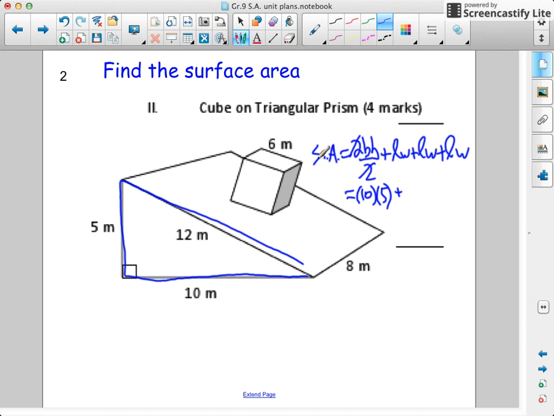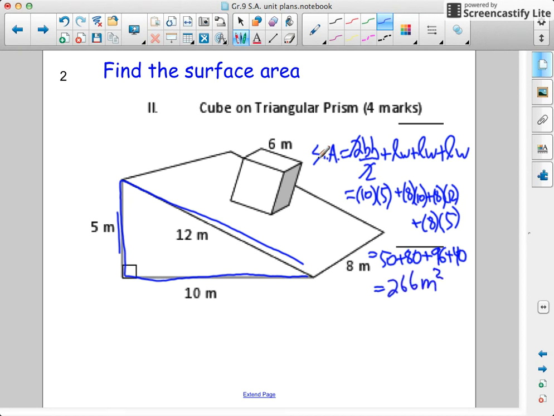My rectangles on that are going to have a length of 8, so 8. The bottom would be 8 times 10 plus 8 times, this one would be 8 times 12, plus 8 times this side, which would be 8 times 5. So what that gives me is 50 plus 80 plus 96 plus 40. And total that up. And I get 266 meters squared. That's just for the triangular prism.